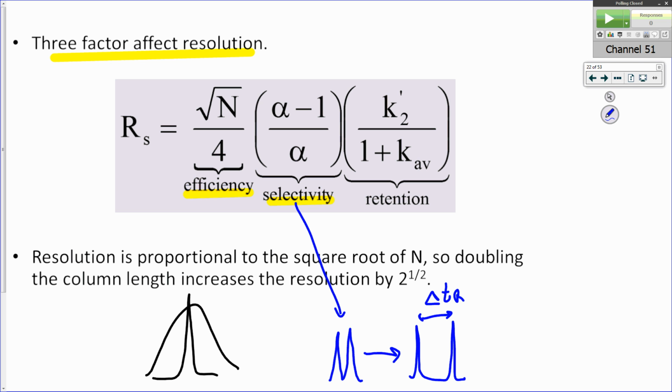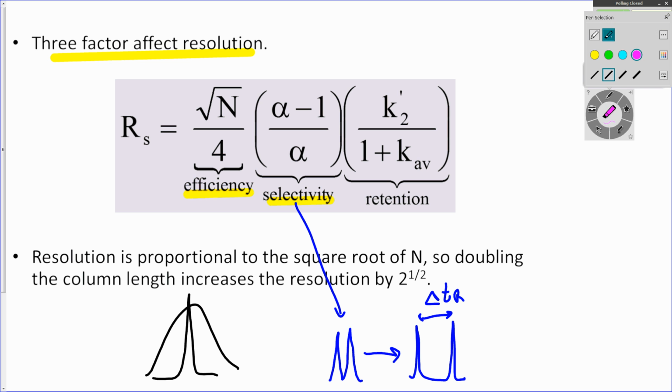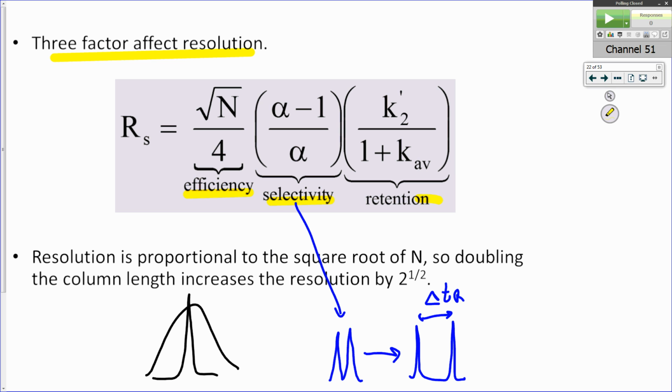And the third thing is just retention itself. The longer things stay on the column, the longer the column, the more the ability to pull them apart. Okay, so if instead of using a 10 centimeter column, you use a 20, it should be a better separation. Instead of using a 20, if you use a 40, it should be better. Okay, so there's three factors that come into play.